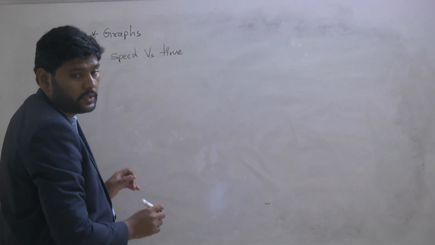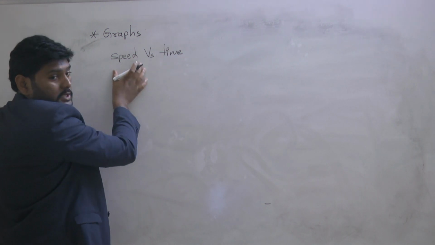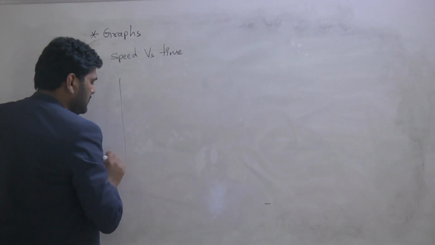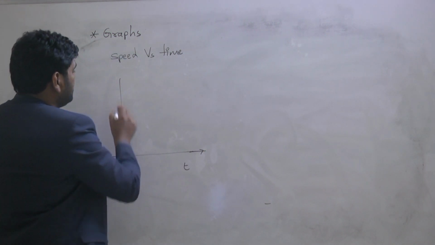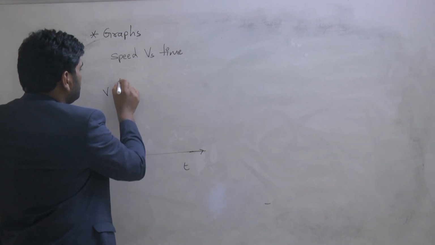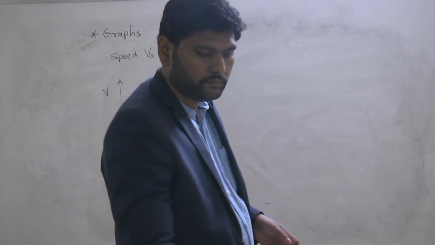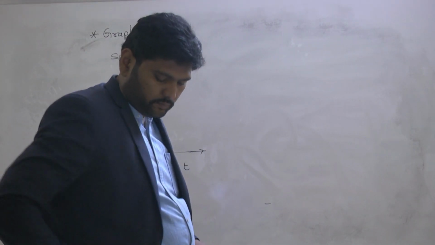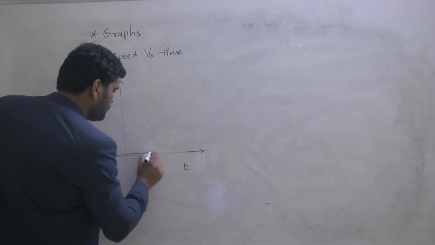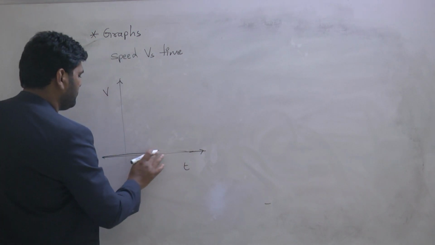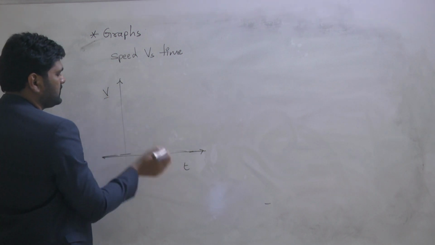Speed versus time graph. Here time is the independent quantity and speed is the dependent quantity. So I'll take time on which axis? X axis. Speed on which axis? Y axis. Understand? Now, the first graph. Tell me the name of the graph. Speed versus time.